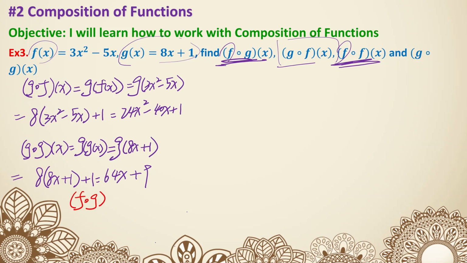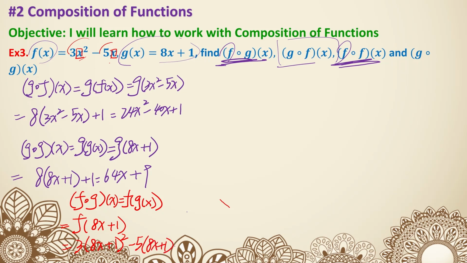F of g of x. Okay, that is f of 8x plus 1. Then I'm going to start writing the setup for f, 3x squared minus 5x. Anywhere I see x, I'm going to replace it with 8x plus 1. So it's actually 3 times 8x plus 1 squared minus 5 times 8x plus 1. Okay, let's move to the top. Anytime you see a square, write it twice. So 8x plus 1 times another 8x plus 1.